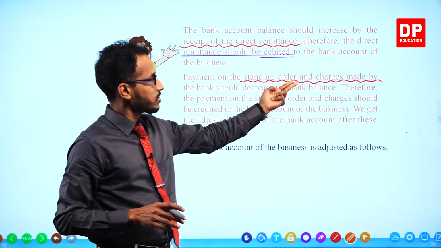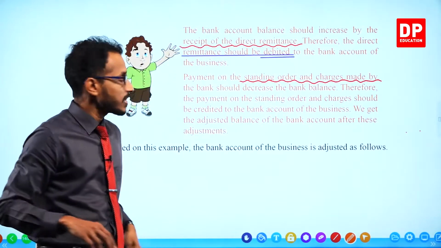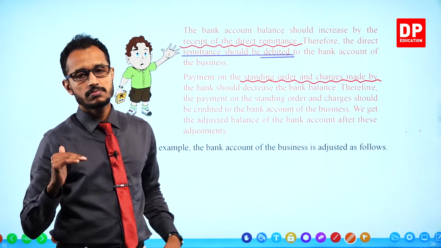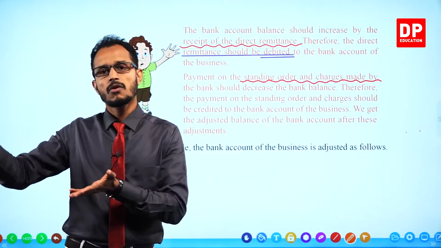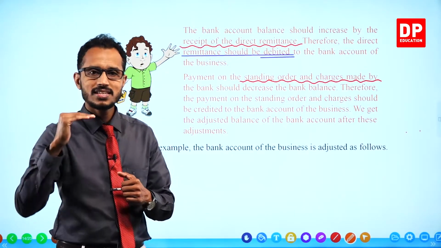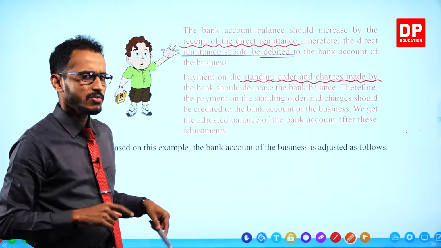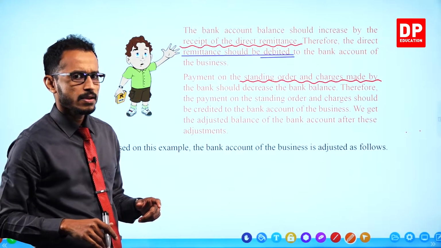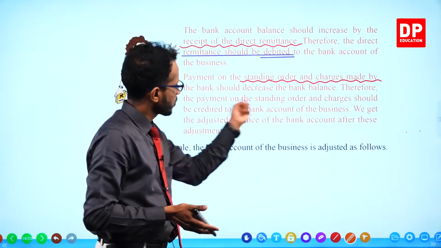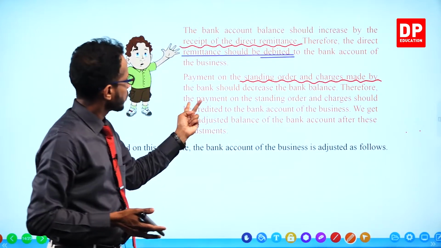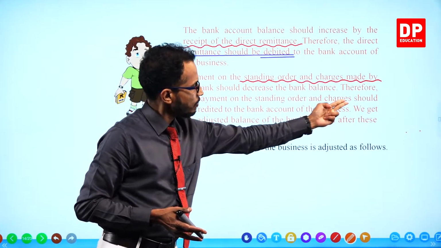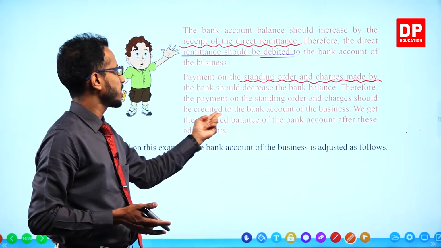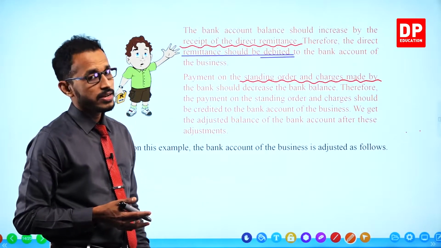Standing orders and bank charges, they decrease the bank balance. They are taken out from our bank account. So the balance is decreased, then they should be credited, right? Credited, yes. Therefore, the payments on standing orders and bank charges should be credited.